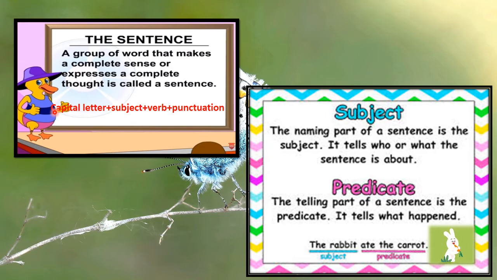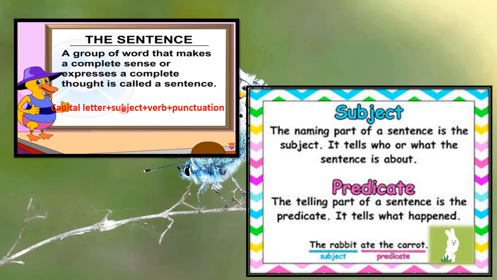These are the 5 points. Capital letter is 1, subject is 2, verb, meaning predicate, is 3. Then number 4 is it should make sense. Not any random group of words will make a sentence. It should have a meaning and all these important points. And number 5, it must end in a punctuation.